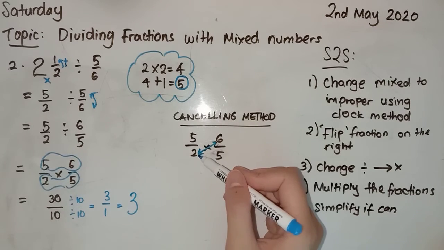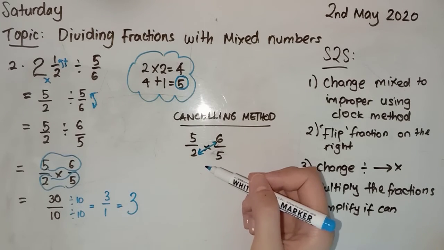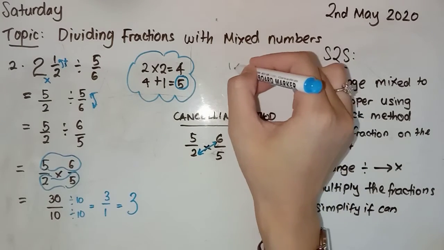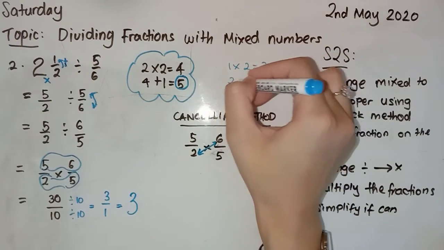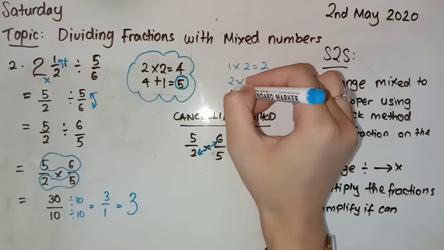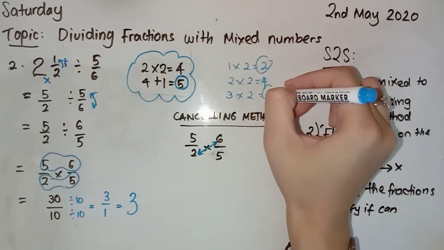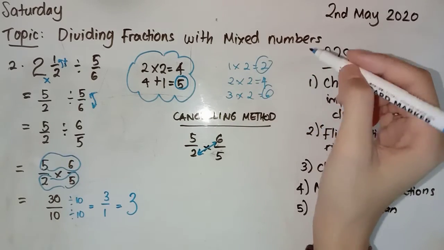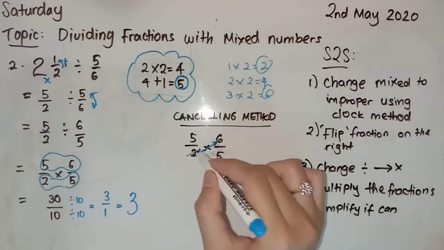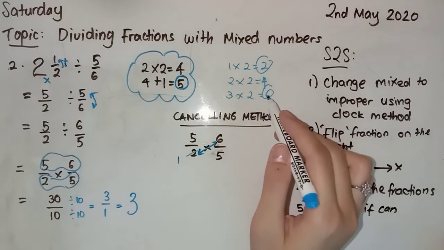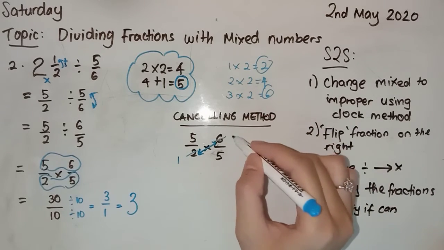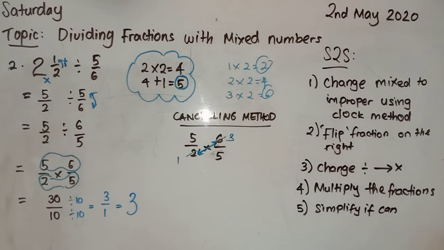Are they in the same timetable? Yes. 1 times 2 is 2. 2 times 2 is 4. 3 times 2 is 6. Yes. 2 and 6. They are in the timetable of 2. So, 2 divided by 2 is 1. So, this becomes 1. 6 divided by 2 is 3. So, this becomes 3. Okay?